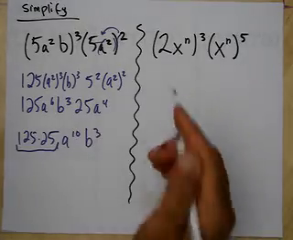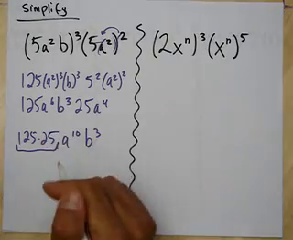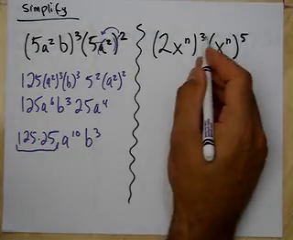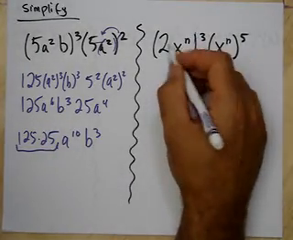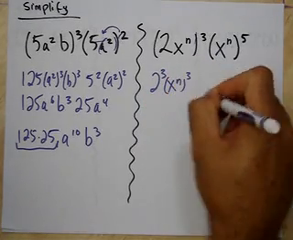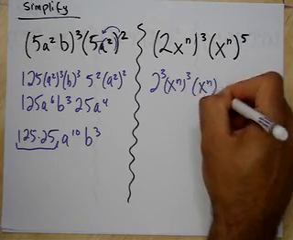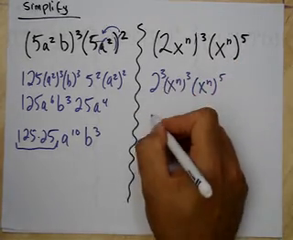Very nice. Or I could have worked this out 3 times and this twice, and I would have gotten the same answer. Now I have 3 of these. Remember, I'm raising both parts. I'm raising 2 to the 3rd power, and I'm also raising x^n to the 3rd power. Here I'm raising x^n to the 5th power. 2 cubed I know is 8.